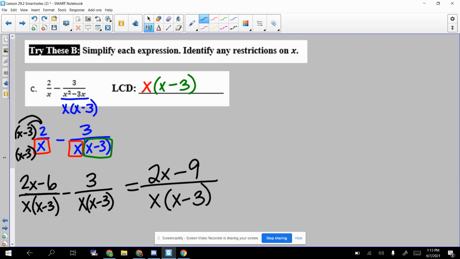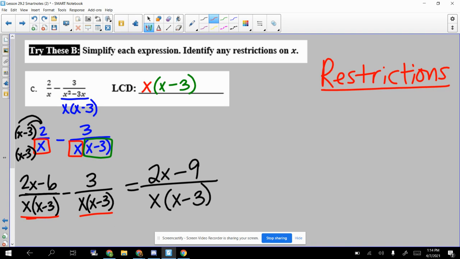Now, the only thing we have left to do is our restrictions. You can do that off to the side if you want. You're going to take your common denominator and set those factors equal to 0. So we would set x equal to 0, and we would set x minus 3 equal to 0. This means x cannot equal 0. And if we add the 3 over, x cannot equal 3.